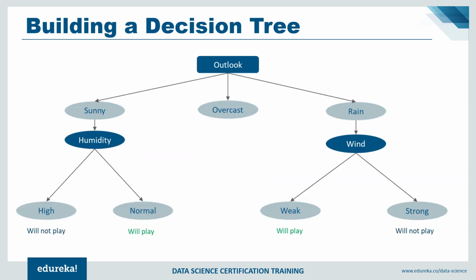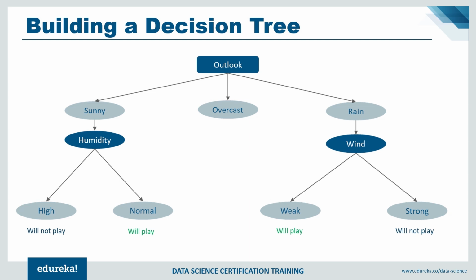So the final decision tree looks like this. First of all, we check if the outlook is sunny, overcast or rainy. If it's overcast, we will play. If it's sunny, we then check the humidity. If the humidity is high, we will not play. If the humidity is normal, we will play. Again, in the case of rainy, we check the wind. If the wind is weak, the play will go on. And similarly, if the wind is strong, the play must stop. So this is how exactly a decision tree works.